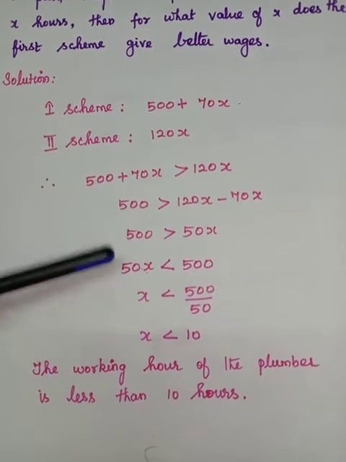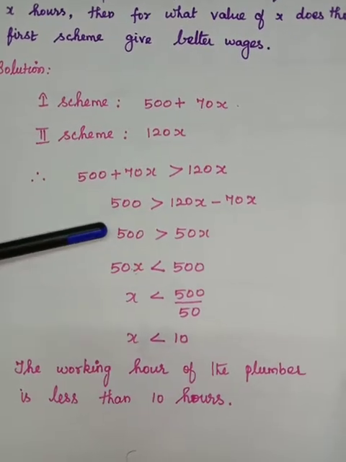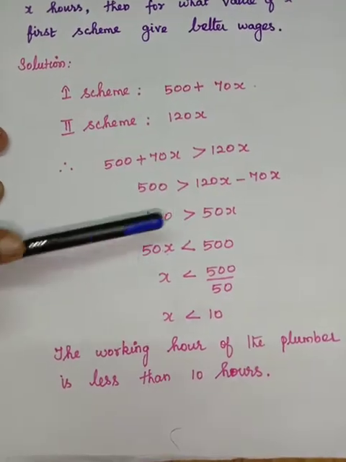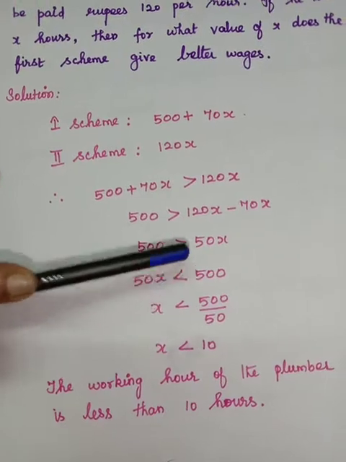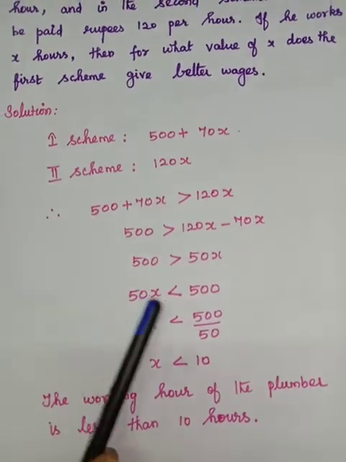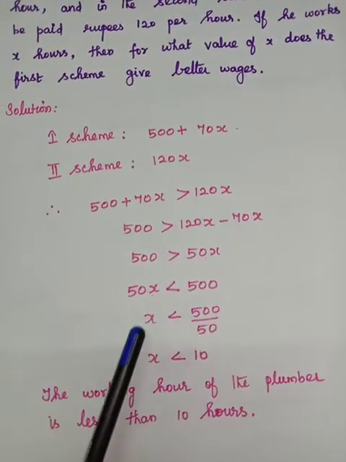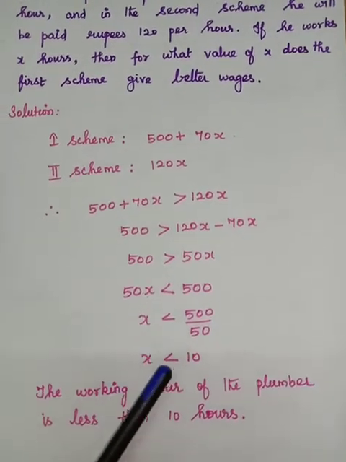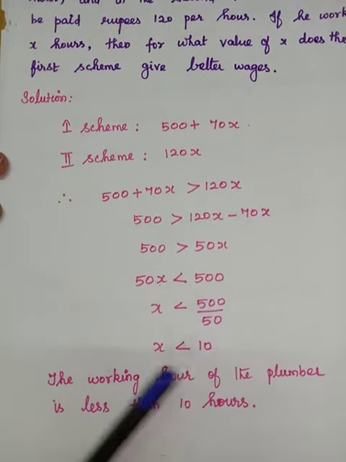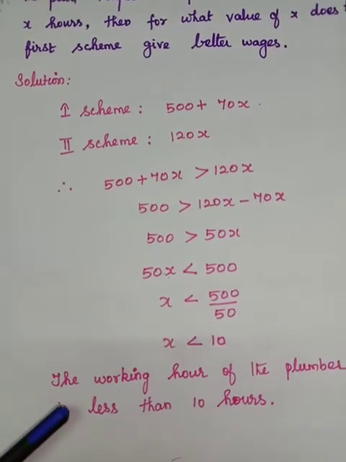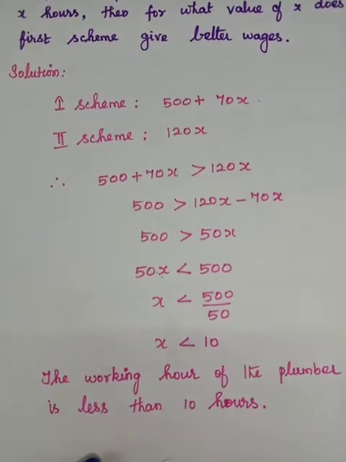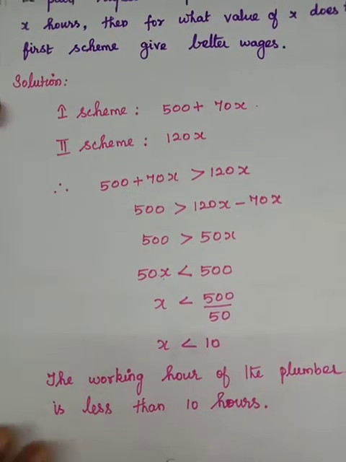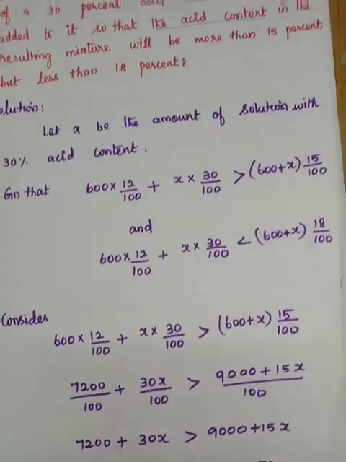So both are the same. Here 500 is written first, here 50x is written first, but the inequality you have to change it. So both are the same only. So 50x is less than 500. Therefore x is less than 500 by 50. So when you cancel, x is less than 10 hours. So the working hours of the plumber should be less than 10 hours to get the good amount in the first scheme. Okay, come to the sixth one.